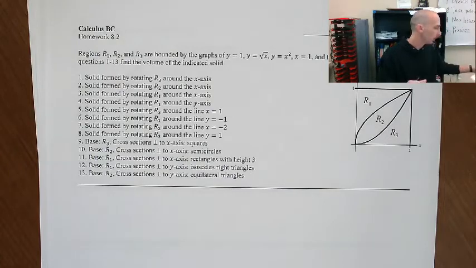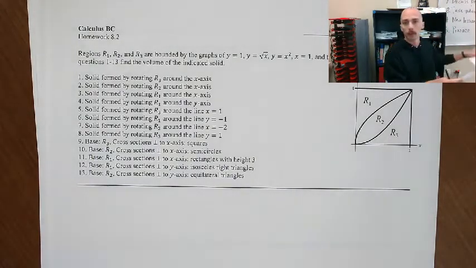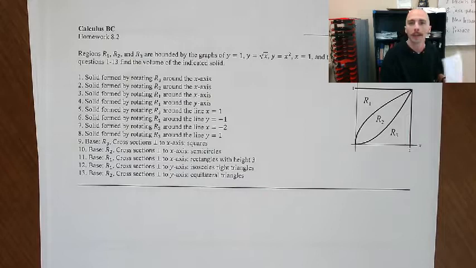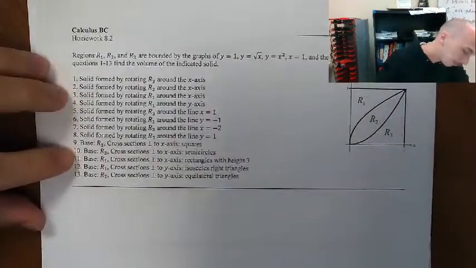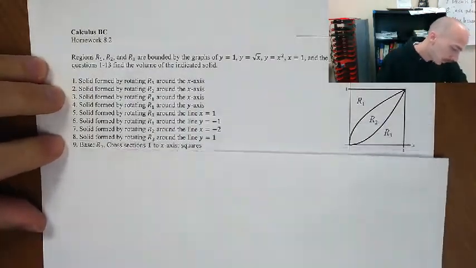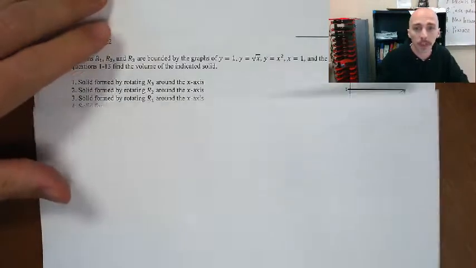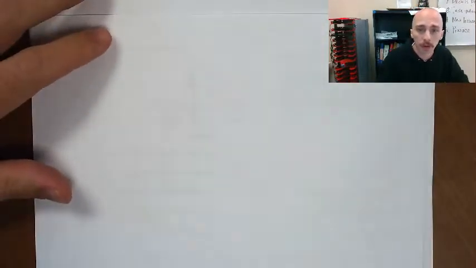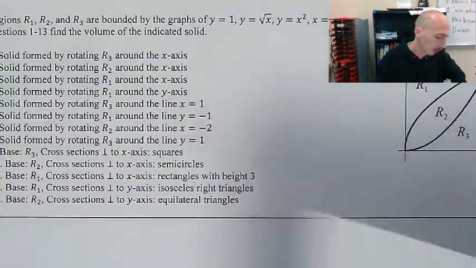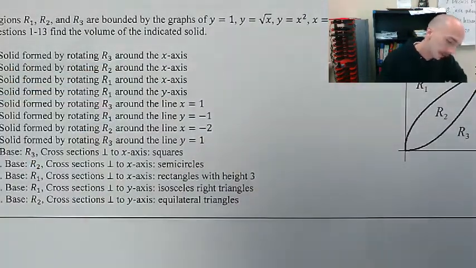If you're just trying to scan through here and find just the ones you want, just the disks, just the washers, just the cross sections, I'm going to make sure to clearly label the problem number I'm working at the top. Each time, I'm going to redraw the region that I'm rotating or building on. So R3 around the x-axis.